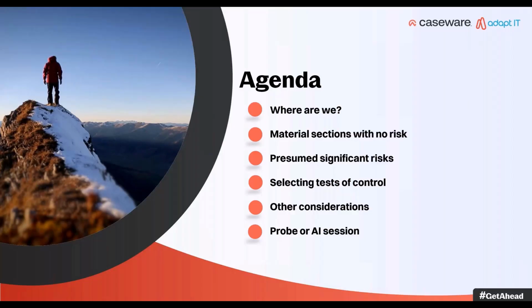Today we are going to have a look at, again, where are we, what have we done up to now, and what is still left to do in our journey of the audit planning. The topics that we will discuss today will firstly be material sections with no risks, presumed significant risks, and then also considering selecting test of controls in the work program or in the work plan. When will we select test of controls? A few other considerations, and then we will go and demonstrate those in the specific software, so either in the Probe Audit or in the Audit International sessions. So let's start then with where are we?